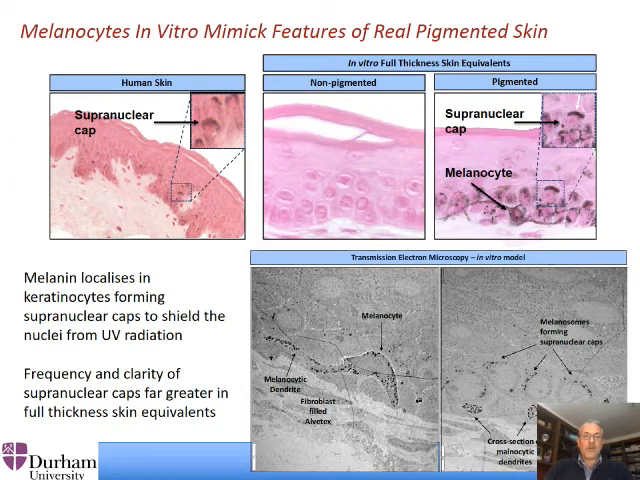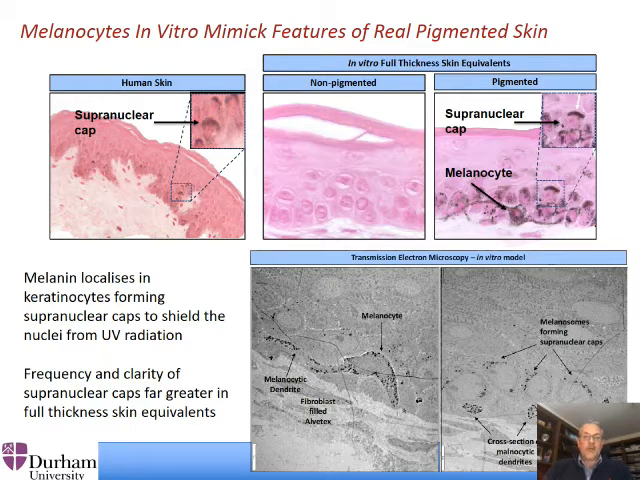If we look more closely, you can see how the melanocytes are cleverly mimicking the features of real pigmented skin. So in real skin, you can see over the nucleus of a keratinocyte a supranuclear cap of melanin. So these are the melanosomes. It is understood that the melanocytes, which you can see here, these dendritic cells, are giving up these vesicles of melanin and transferring to the other cells and producing the supranuclear caps. And that is what is happening within our model.